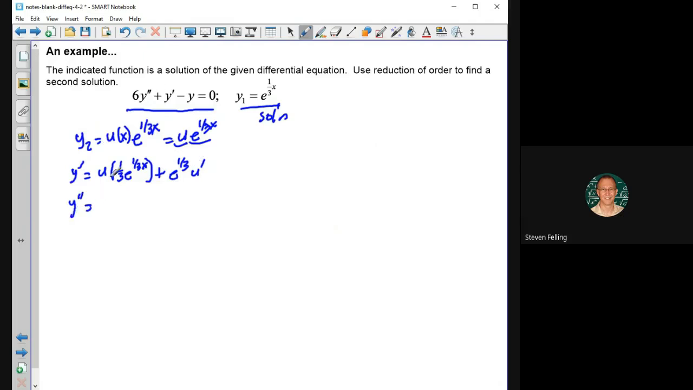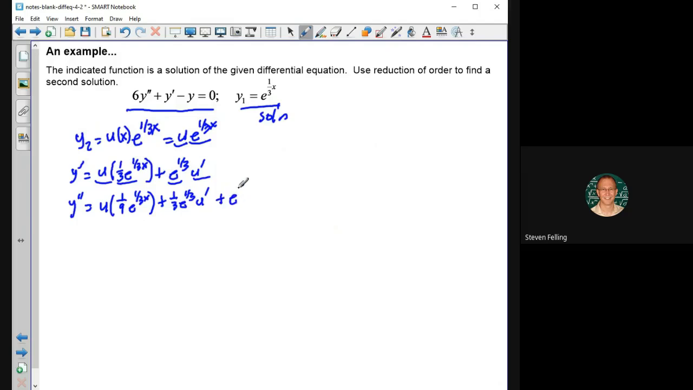Okay, I need a y double prime to substitute also, so I'm going to take the derivative over again. That means each of these is a product, so I'm going to have to do the product rule twice here. So it's first times the derivative of the second, which brings another 1/3 here and produces 1/9 e to the 1/3 x. That's first times derivative of the second, okay, plus second times derivative of the first, which I'm just going to write as u prime.